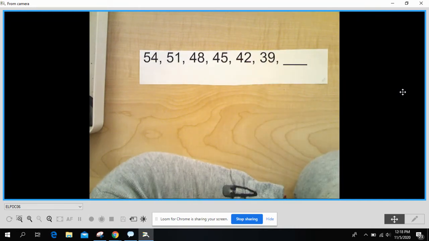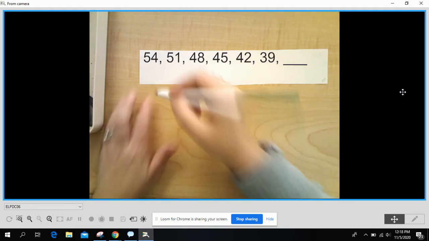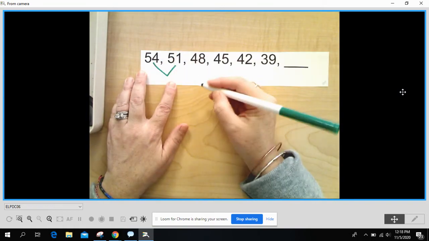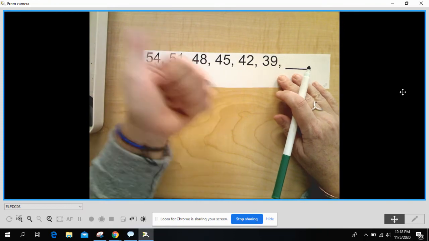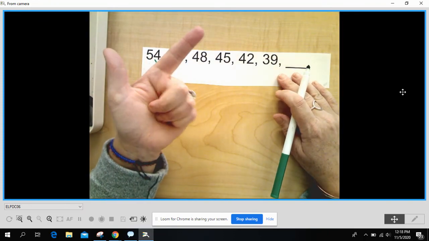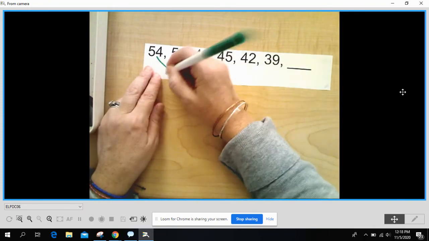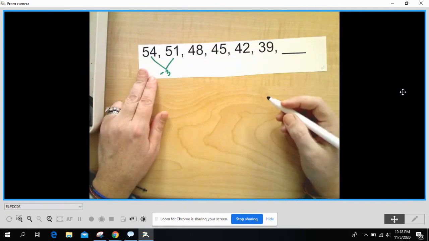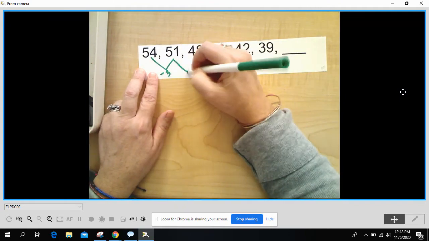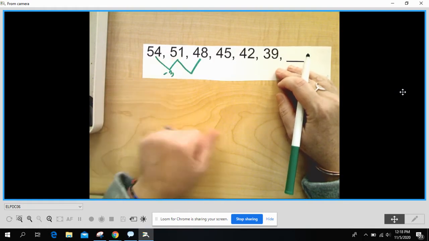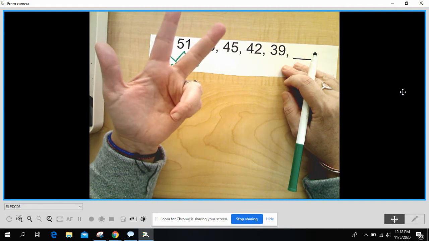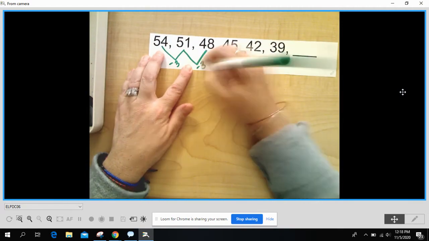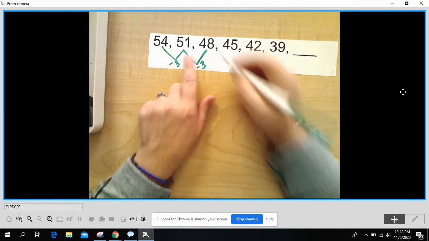Can you think what's going on right here? Can you figure it out already? What's the difference between 54 and 51? Well, 54, if I count backwards, 53, 52, 51. Is it a minus 3? Well, let's see if it works from 51 to 48. So 51, 50, 49, 48. Yeah, it looks like the minus 3 is working.